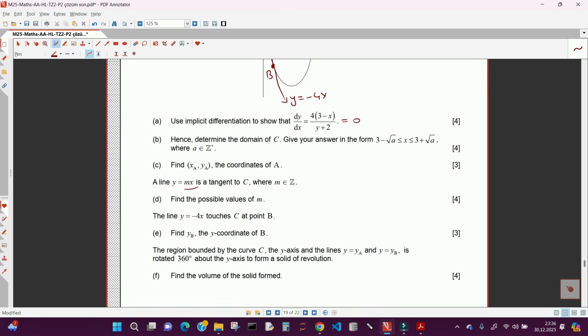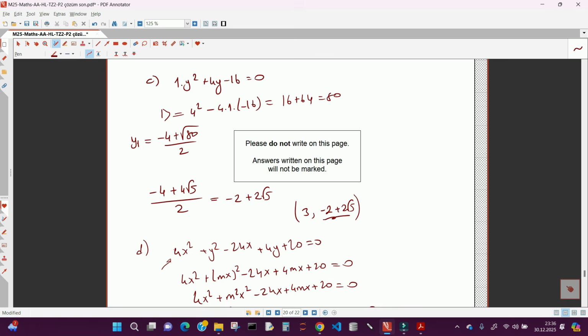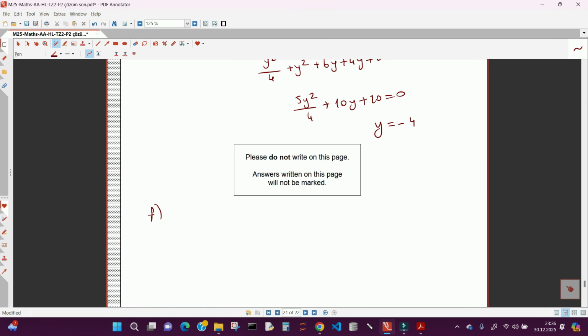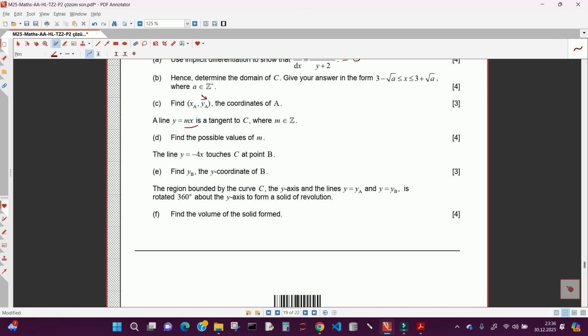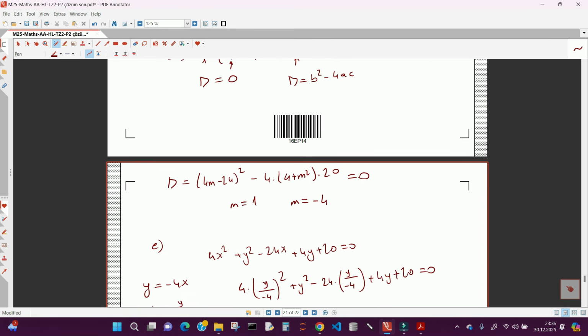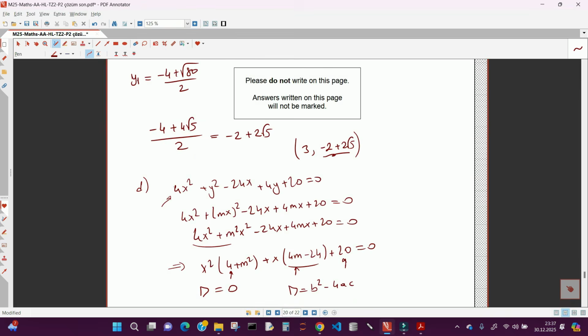The last question is the region bounded by the curve C, the y-axis, and the lines y equals y sub A and y equals y sub B is rotated 360 degrees about the y-axis to form a solid of revolution. Find the volume of the solid formed. Okay, so what is y sub A? It is the y value of the coordinate A, right? We found it at the question C. This one, yeah, the first one. And y sub B we found in the previous question in here. It is minus 4, right? Yeah, y sub B is minus 4.